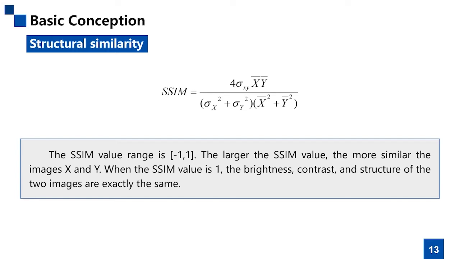The structural similarity calculation is shown in the figure, and the value range of SSIM is from minus 1 to 1. The larger the SSIM value, the more similar the images X and Y.